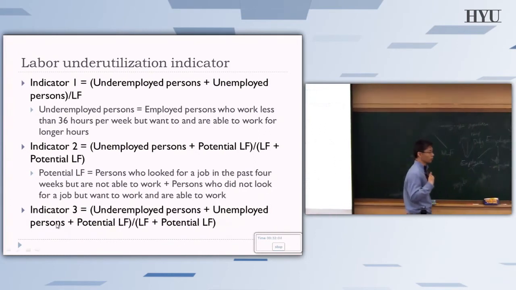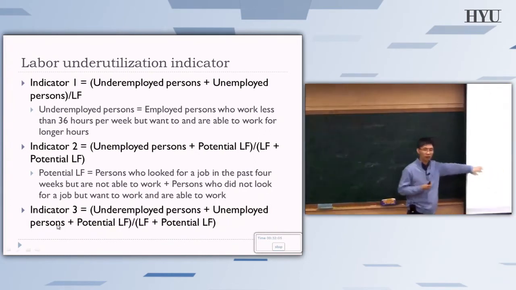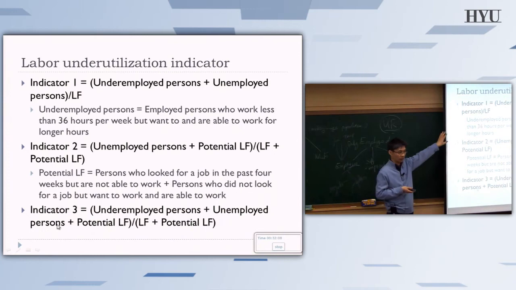Unlike the unemployment rate, these indicators are not internationally standardized. Some countries have different definitions of underutilization indicators. But in Korea's case, we use these three. These are now officially constructed.